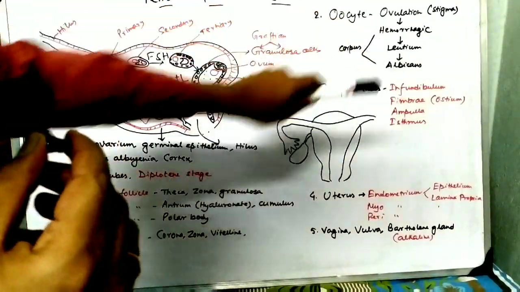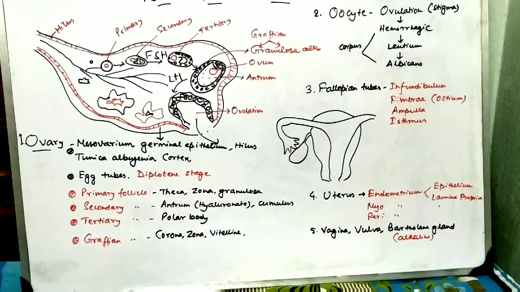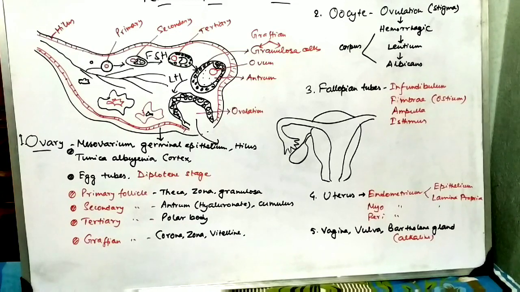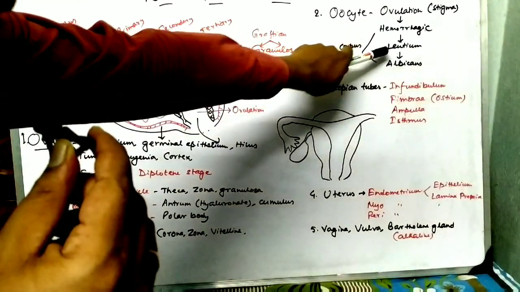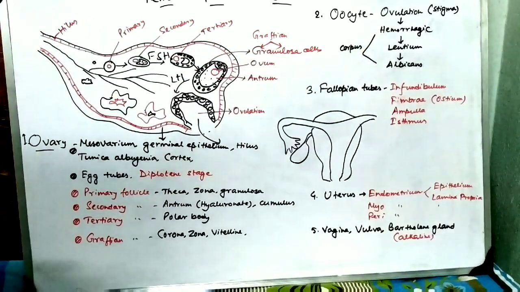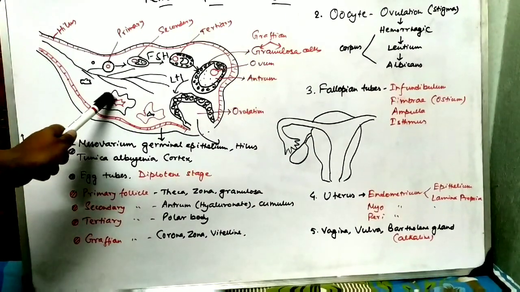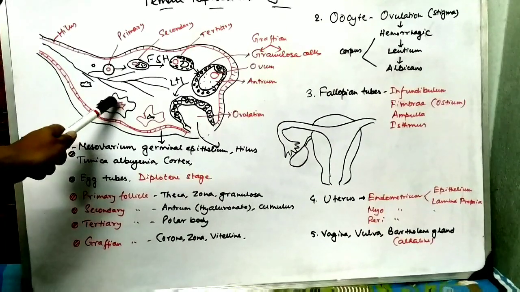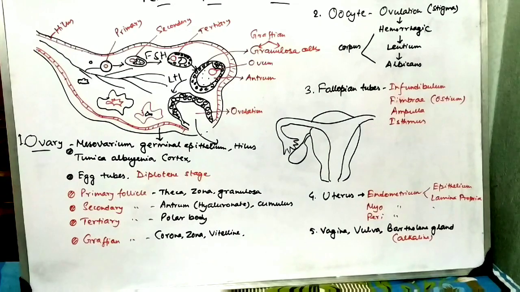This is the corpus hemorrhagicum, and the corpus hemorrhagicum will gradually store lutein-like, yellow-colored pigments inside it. So it will form the corpus luteum. The corpus luteum is nothing but stored lutein granules inside it, and it is capable of producing the hormone progesterone.